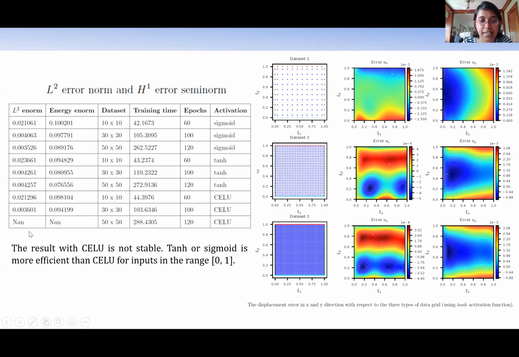And the results of the continuously differentiable exponential linear unit, CELU, they don't find it stable, because according to them, since the range is between 0 and 1, the convergence is not guaranteed for CELU. And the tanh or sigmoid activation function is more efficient for the input within the range 0 and 1. The way it's been optimized.